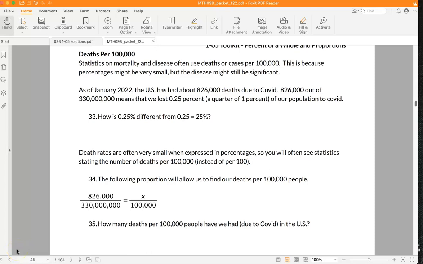One last example here on page 37. I wanted to talk about deaths per 100,000 people, which is a common metric if you look at disease worldwide or in different countries. So deaths or cases per 100,000 people. If we stick to percentages, sometimes there are very tiny percentages, but a disease could still be significant. So if we change to deaths or cases per 100,000, that makes the numbers a little nicer.